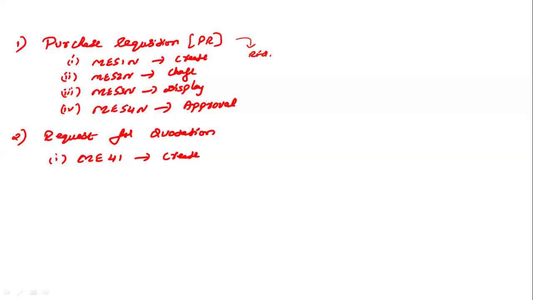If you are going to create the RFQ for multiple vendors, then you will have multiple RFQ numbers. You need to do it one by one. Okay. Once the RFQ is created, if you want to change, it is done in ME42. If you want to display, it is ME43. Even this RFQ has an approval. This RFQ can be approved using the transaction ME45.